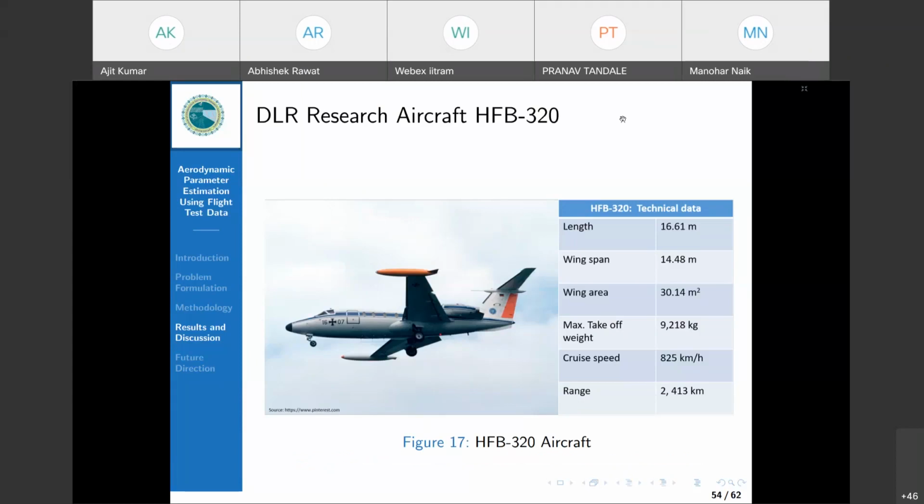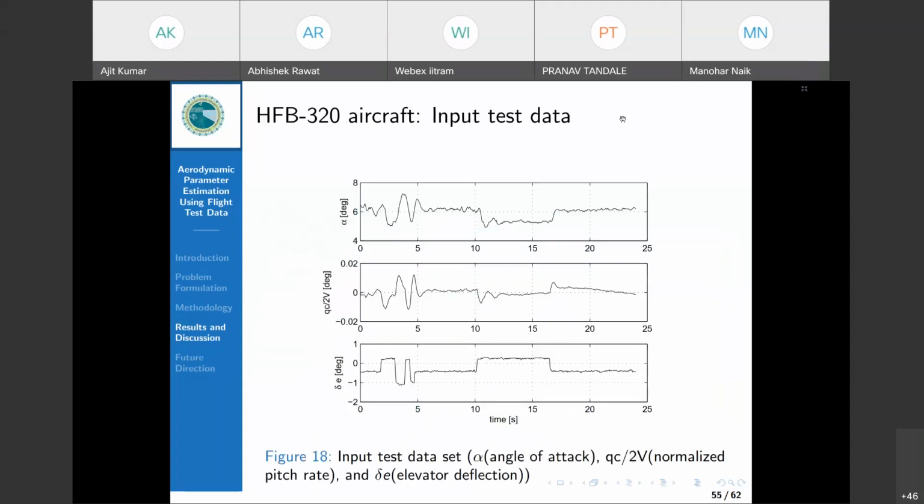After that, we took the data of HFB 320, and these are the technical specifications of the particular aircraft. The length of this aircraft is 16.61 meter. Wingspan is 14.48 meter. Wing area is 13.14 square meter. Maximum takeoff weight is roughly 9.2 tons. Cruise speed is 825 kilometer per hour. And range is 2,413 kilometer.